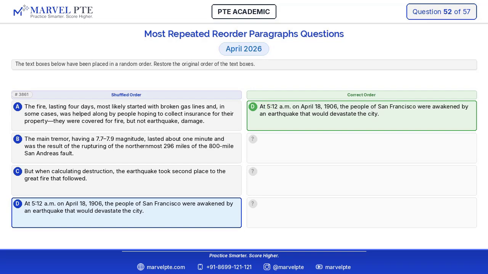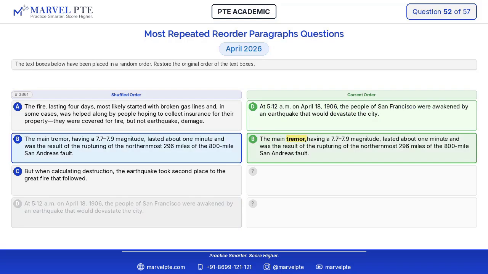At 5:12 a.m. on April 18, 1906, the people of San Francisco were awakened by an earthquake that would devastate the city. The main tremor, having a 7.7 to 7.9 magnitude, lasted about 1 minute and was the result of the rupturing of the northernmost 296 miles of the 800-mile San Andreas Fault.